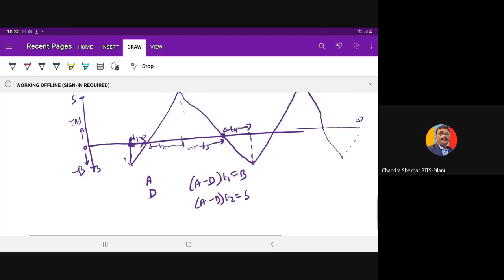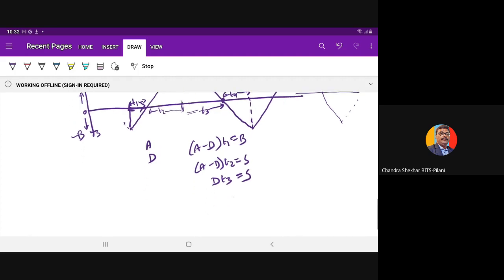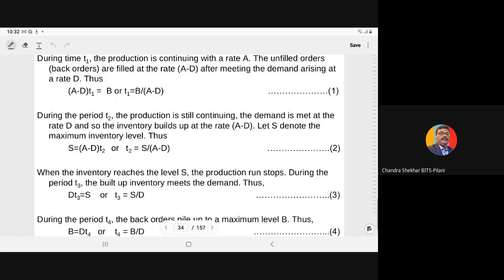In the period T3, there is no production, only the demand. And in the period T3, you are able to finish all the S items. So D into T3 is equal to S. Then in the period T4, we have the continuous demand with the rate D, and up to when we can manage the shortages, that limit is B. So here D into T4 is equal to B. So those are our different events in the different time periods. Clear? So here we have S equal to A minus D into T2, D into T3 is equal to S, and B is equal to D into T4.